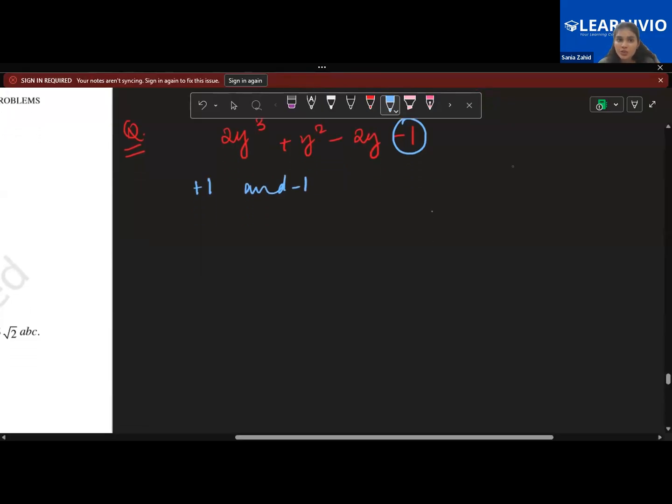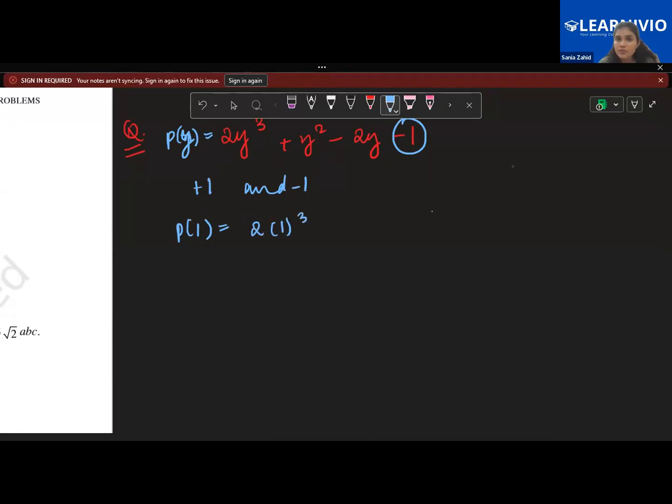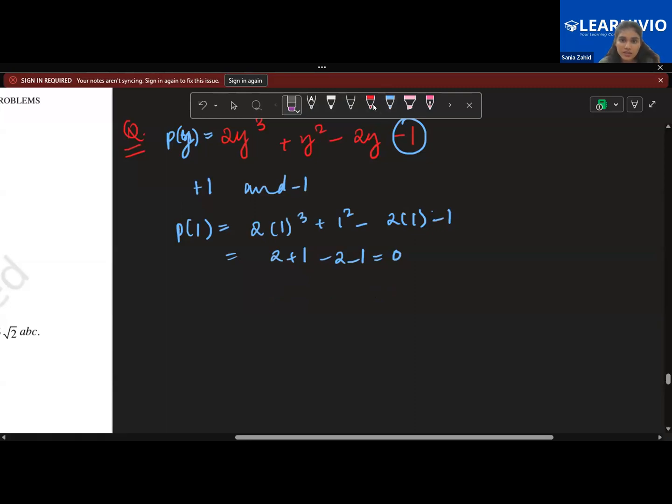Okay, you will take both the numbers. So let's suppose this is p(y). First of all, I will find p(1) equals 2 into 1 cube plus 1 square minus 2 into 1 minus 1. So I get 2 plus 1 minus 2 minus 1, that is 0. So that means 1 is a root, so that means y minus 1 is a factor. Okay, no, wait, not p minus 1. Y we will take. So the first factor I get is y minus 1.